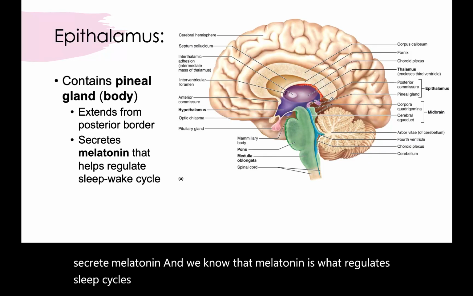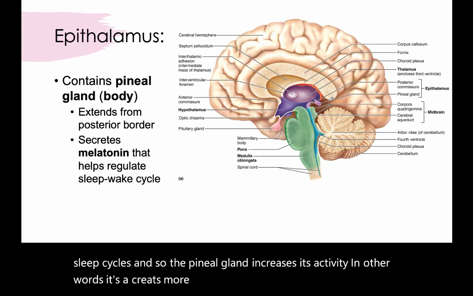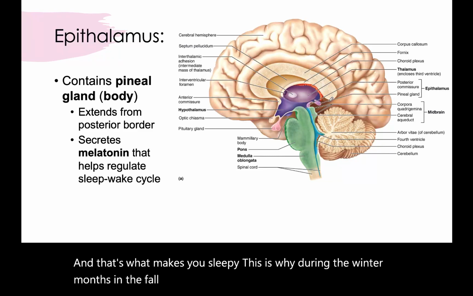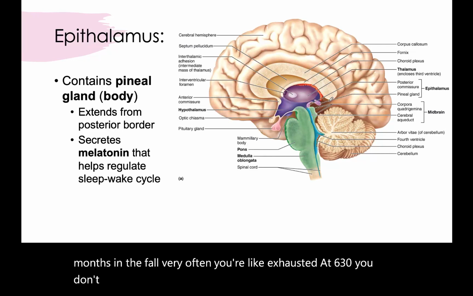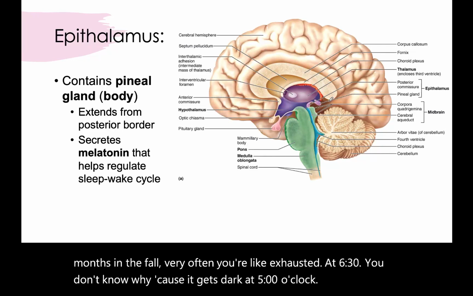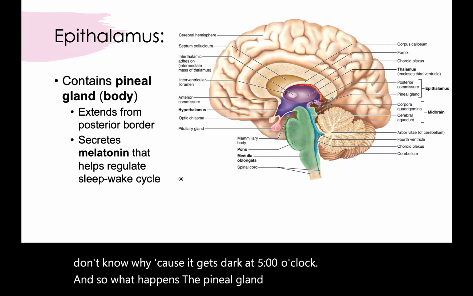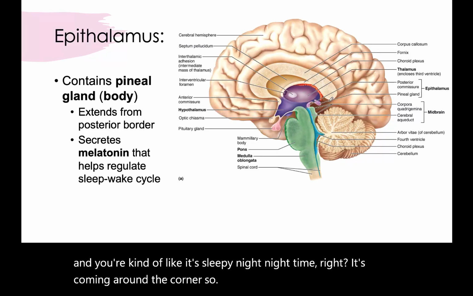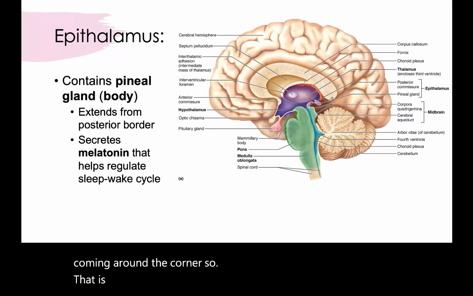So the pineal gland increases its activity. In other words, it secretes more melatonin as the sun starts to go down. And that's what makes you sleepy. This is why during the winter months in the fall, very often you're exhausted at 6:30. You don't know why. Well, because it gets dark at 5 o'clock. And so what happens? The pineal gland is secreting melatonin, and you're kind of like, it's sleepy night time. All right? It's coming around the corner. So that is the epithalamus.